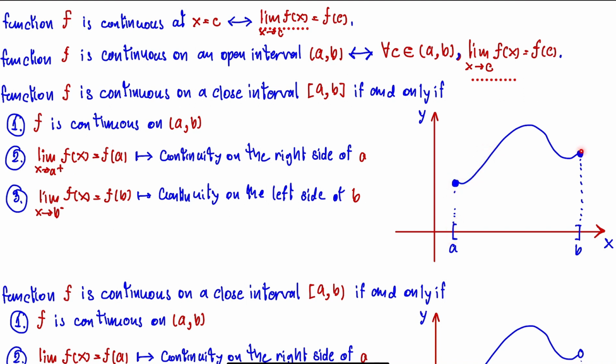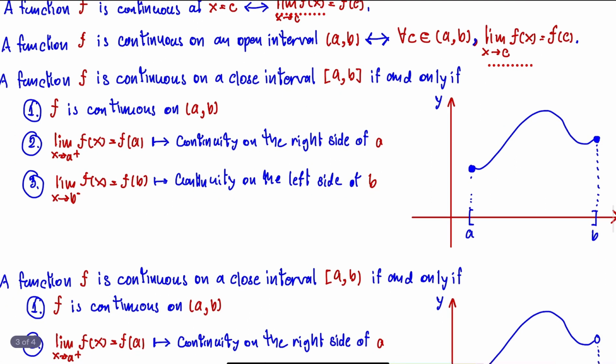And what about the endpoint on the right side, which is at point b? So you have to consider the limit of the function f of x as x approaches b from the left side. Once you have this limit equal to f of b, this means that your function is continuous on the left side of b.